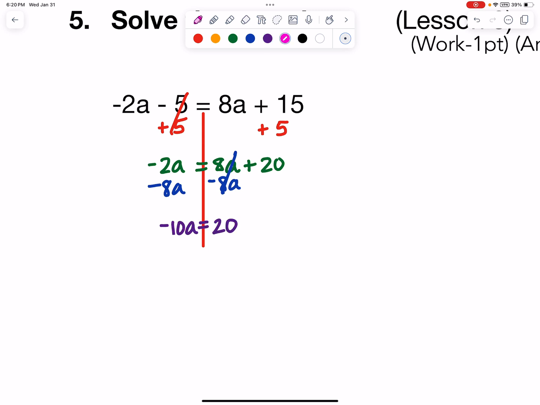Okay, let's go ahead and isolate the variable. We have a times negative 10, so we're going to divide both sides by negative 10. And then we're left with a equals 20 divided by 10 is 2, but it's negative 2.